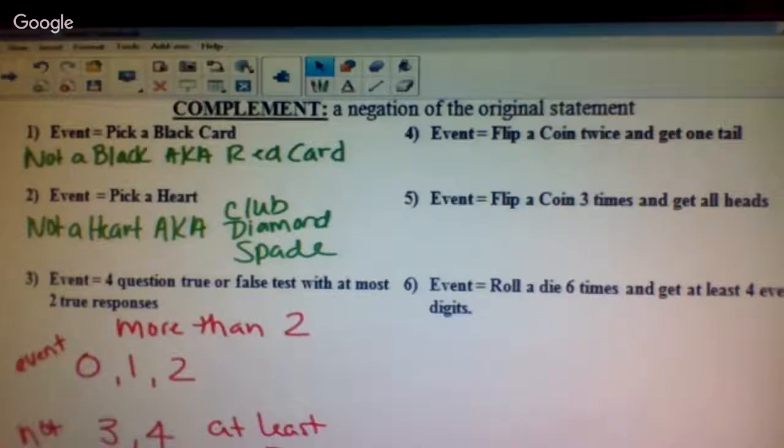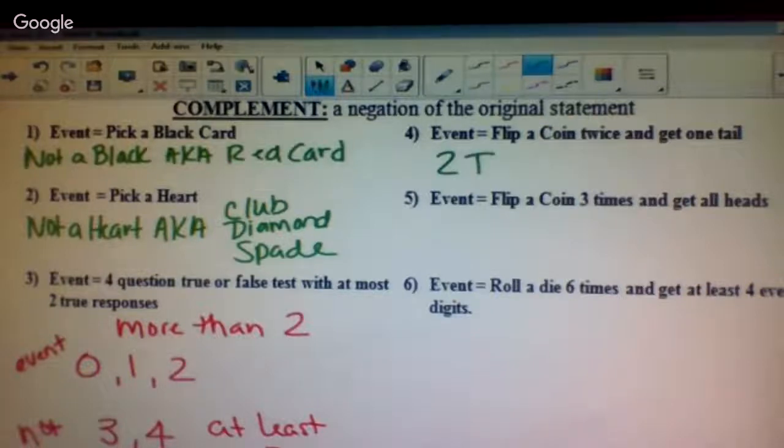Event. You flip a coin twice and get 1 tail. 2 tails is opposite. What else is opposite? There's one more. You flip it once, or no, can't change the flip. Two heads, two tails. Don't switch from the topic at hand. So we can either get 2 tails, 1 tail, or no tails. No tails.